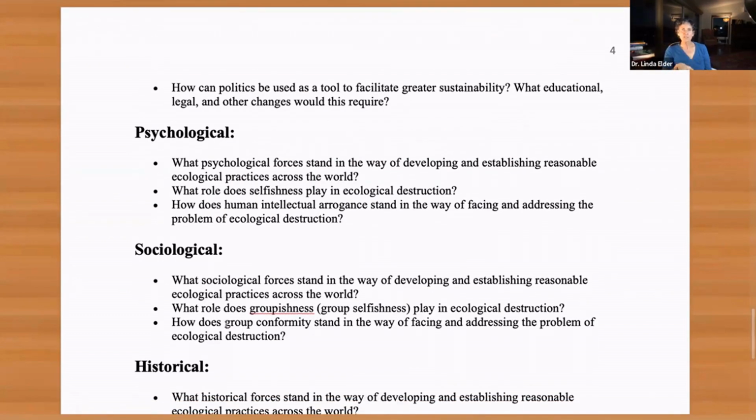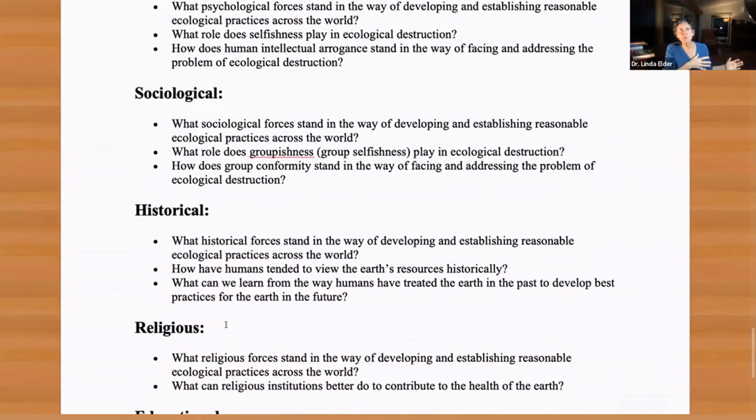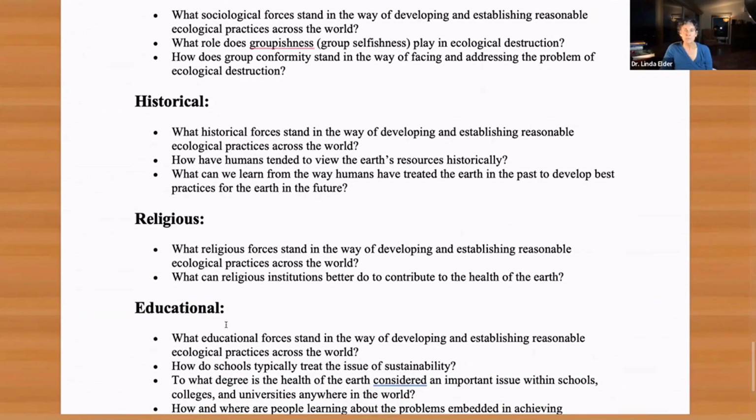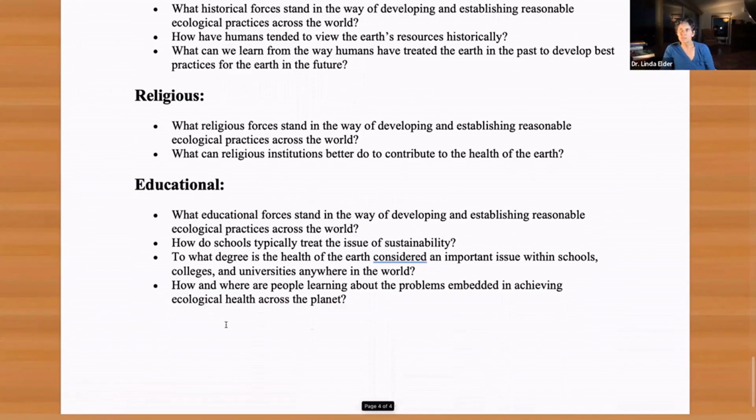What about the psychological dimension? Is there a psychological dimension? What role does selfishness play? What role does human intellectual arrogance play? What about sociological forces? What types of group thinking causes problems for the Earth and for other sentient creatures? Again, what about the historical dimension? I mentioned this earlier. How have we tended to view the Earth's resources historically? What about religious forces? Do we have religious forces standing in the way? Have we had them? What can religious institutions better do to contribute to the health of the Earth?